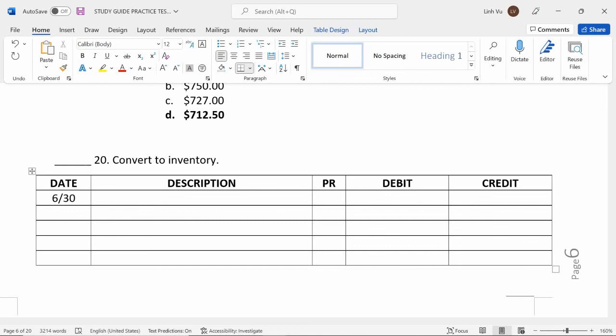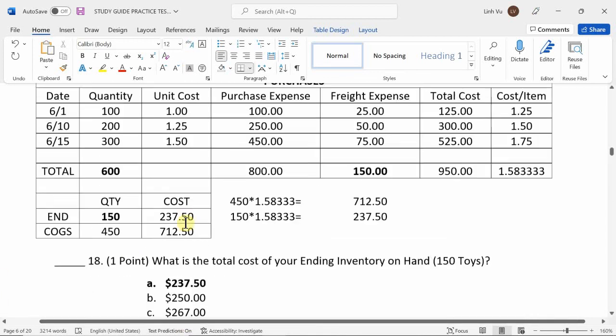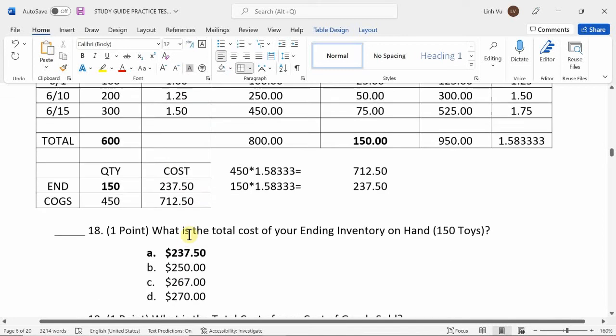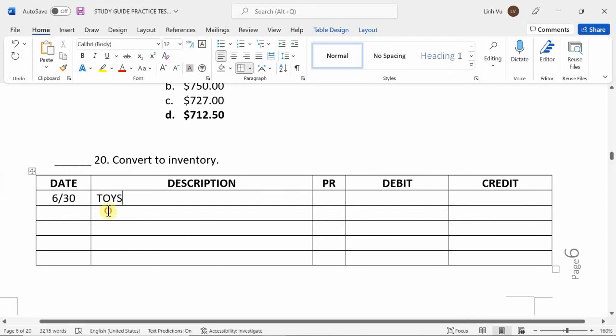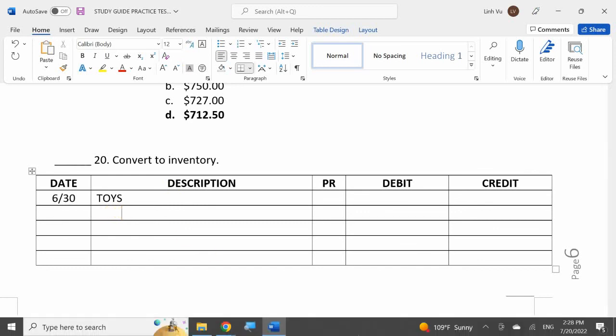So in this case, what was my inventory item that I purchased? In this case, I told you it was toys. Yeah, toys. I can remember what we got. Toys for the 950 debited. And then we credit freight expense and purchase expense for the 800 and the 150. Okay, so purchase expense and the freight expense. Oh, that's right. Okay, toys for 800 and 150.